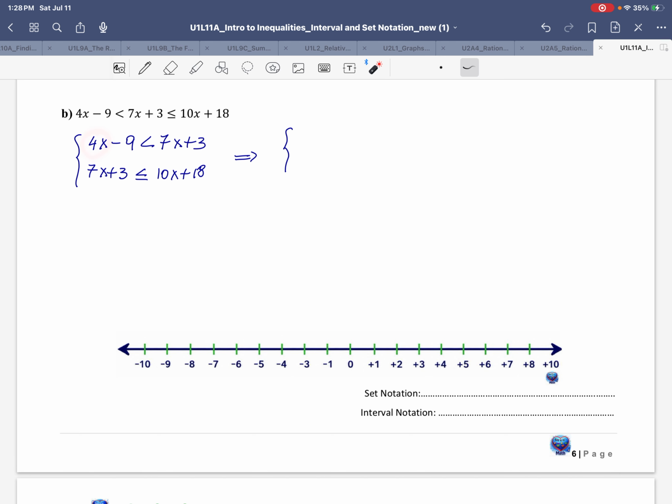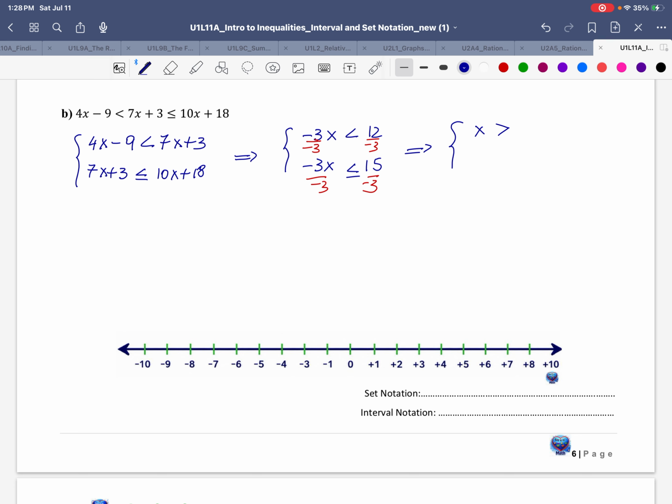Now, 4x minus 7x, negative 3x, less than 3 plus 9, 12. And next we have 7x minus 10x, negative 3x, less than or equal to, we have 18 here, subtract 3, 15. Isolate x from both of them, divide by negative 3. Remember that both coefficients happen to be negative here. And we have x greater than negative 4. And down here we have x greater than or equal to negative 5.